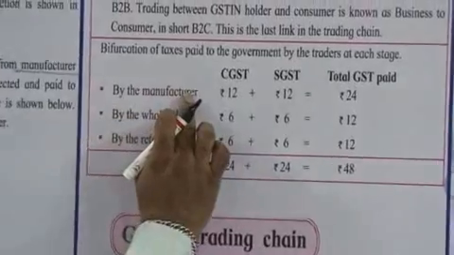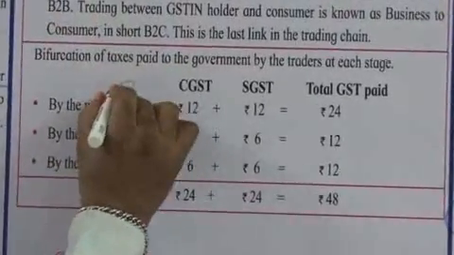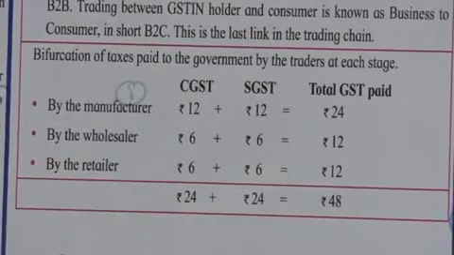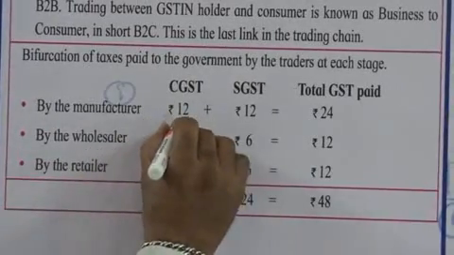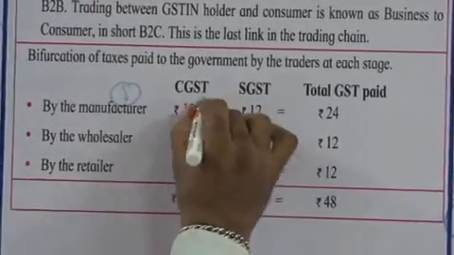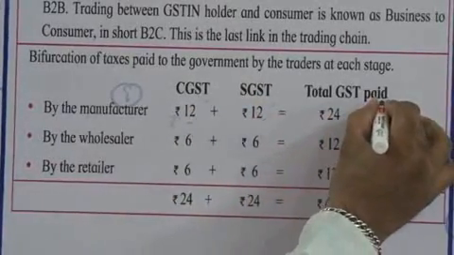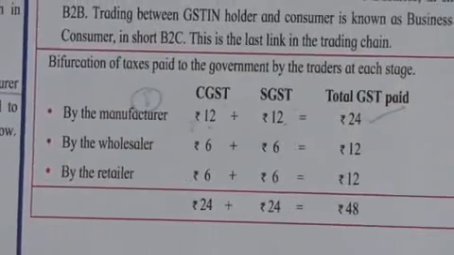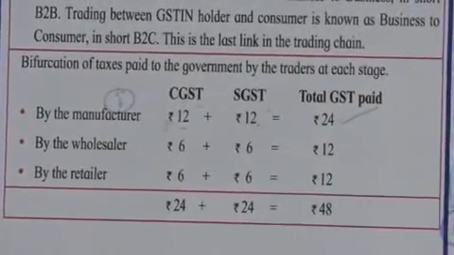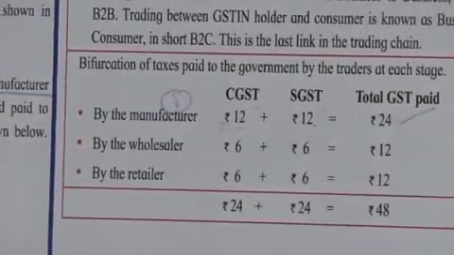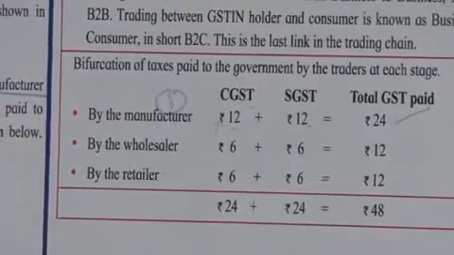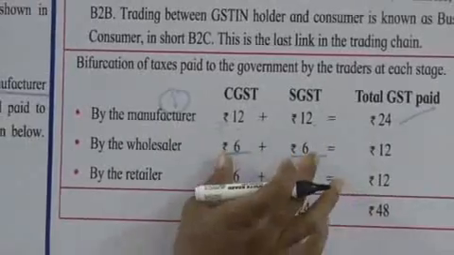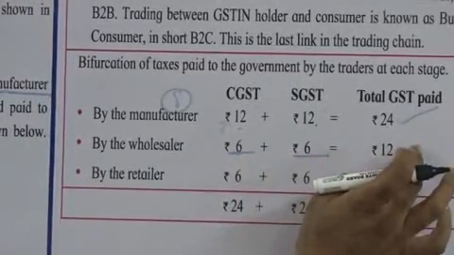The first GST, which is paid by the manufacturer, is 24 rupees. Here it is 12 rupees plus 12 rupees, CGST and SGST, that is 24 rupees. By the wholesaler, 24 rupees has already been paid. Now it is 36, therefore 36 minus 24 is 12 rupees. Again 12 rupees is divided into the same two parts, 6 plus 6, that is 12.